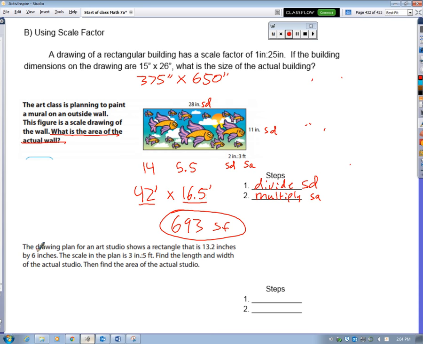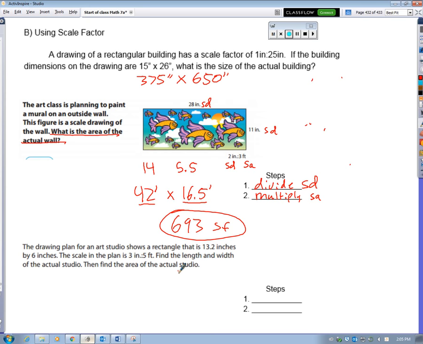This time, the drawing plan for an art studio shows a rectangle that is 13.2 inches by 6 inches. Okay, that's the actual drawing of it. The scale on the plan is 3 inches is equal to 5 feet of its actual size. Okay, every 3 inches on the drawing is going to be 5 feet in real life. Find the length and width of the actual studio, then find the area of the actual studio. Okay, we need to find the length and width, then we're going to find the area.